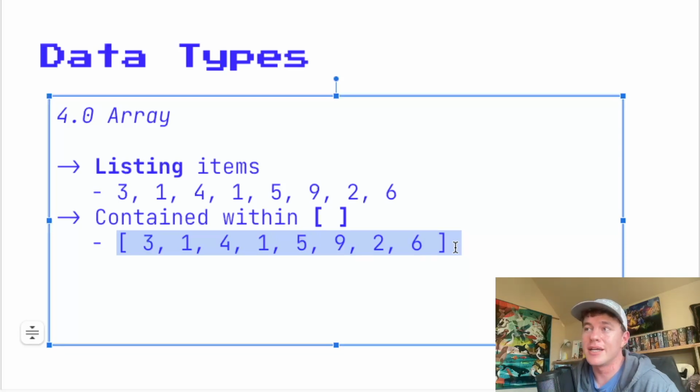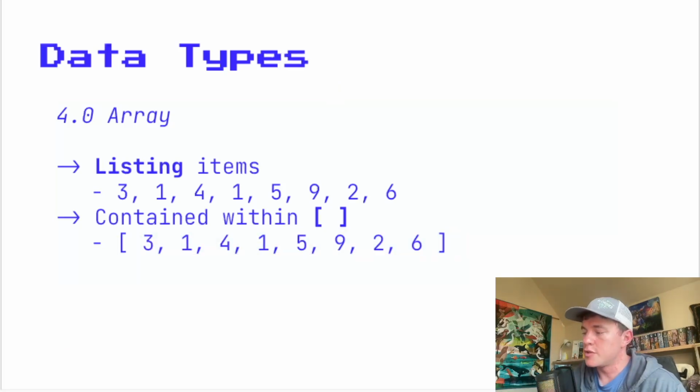Every opening square bracket has to have a corresponding closing square bracket. Now, as for the values inside of the list, they can be of any valid data type. At the moment, we're using numbers. We could use strings. We could use Boolean values. We could even have lists or arrays within arrays. So it's a super useful data type.